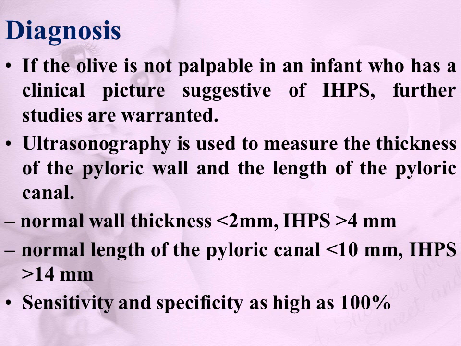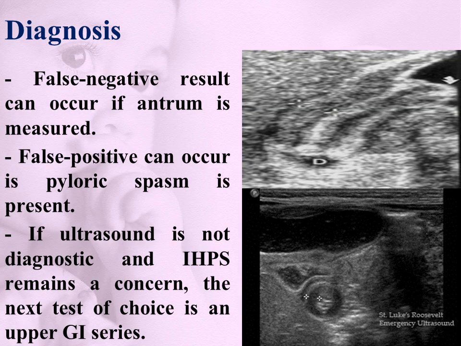In ultrasound, the most important thing to measure is the pyloric canal length, which is abnormal if it is more than 14 millimeters, and pyloric muscle thickness, which is abnormal if it is more than 4 millimeters. If the ultrasound is not conclusive, then you will need to perform an upper GI series.